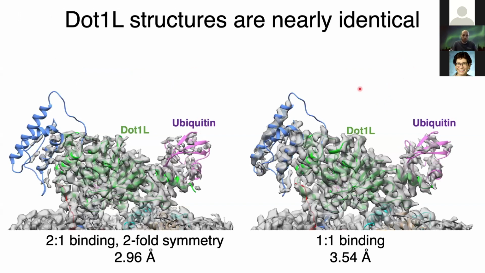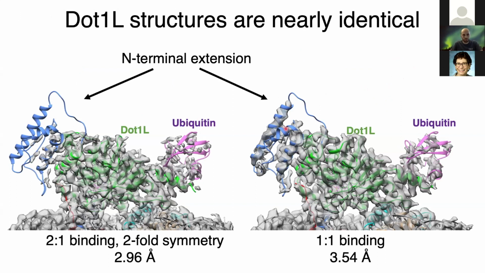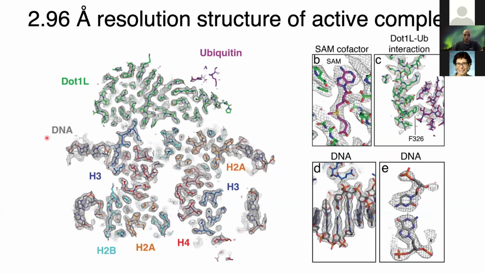However, one small difference between the structures is actually in this N-terminal extension of Dot1L, which is much less resolved in the 2-to-1 binding structure than it is in the 1-to-1 binding structure. And we think that this weak density in the 2-to-1 binding orientation is probably due to the imposed 2-fold symmetry, where this N-terminal domain may not be as well correlated with itself on the opposite side of the nucleosome. But nevertheless, the 2-to-1 structure of Dot1L bound to the nucleosome did have excellent density, and we were able to see many important interactions, including interactions in the Dot1L catalytic active sites, Dot1L interactions with ubiquitin, and of course, excellent density within the nucleosome itself.